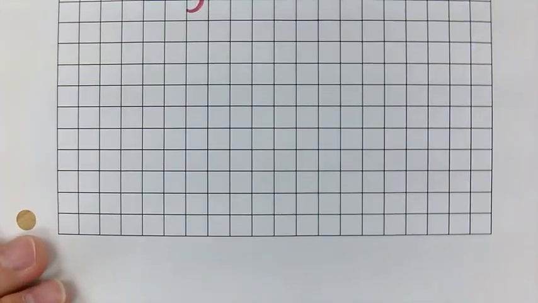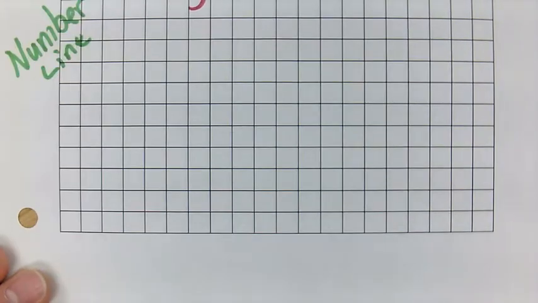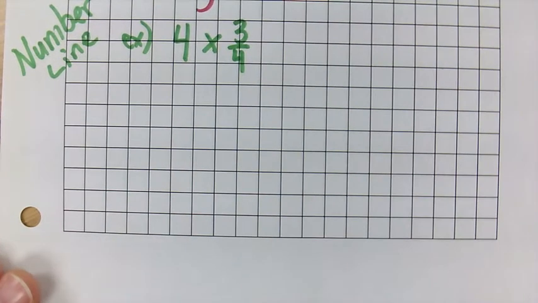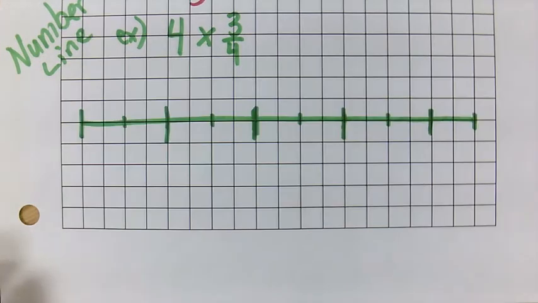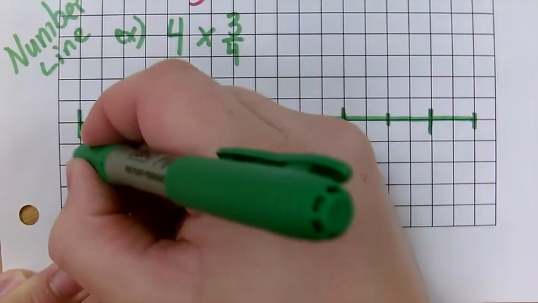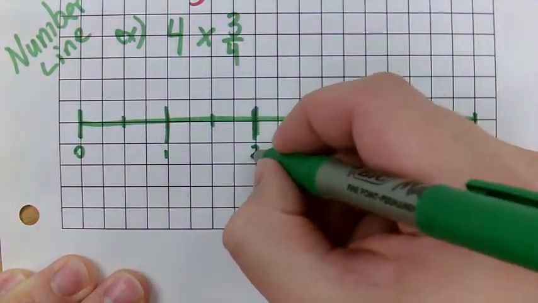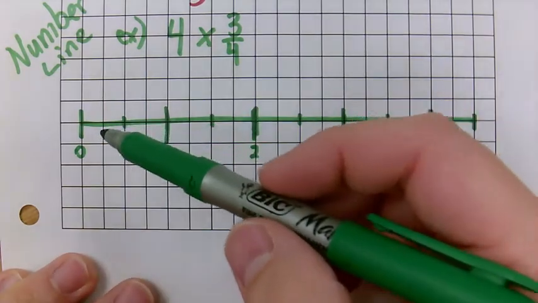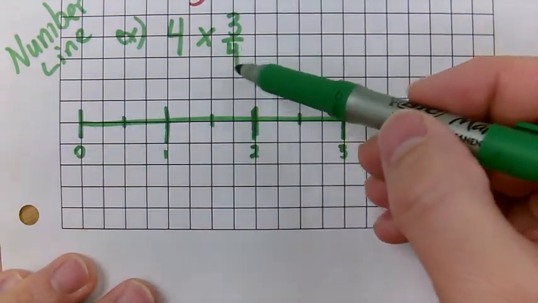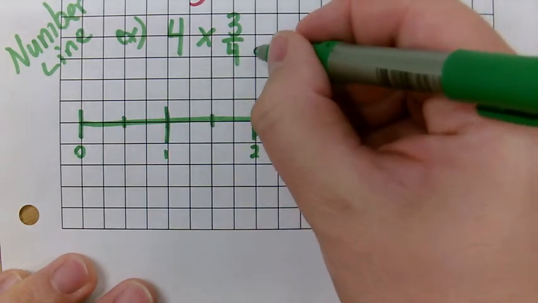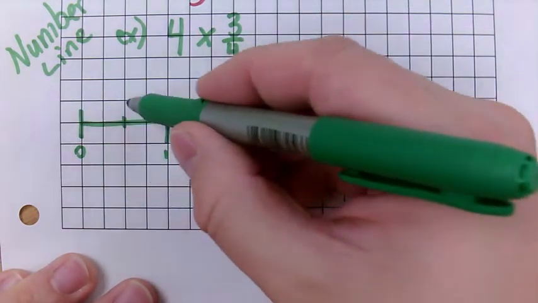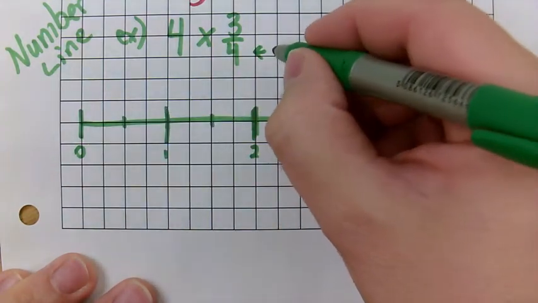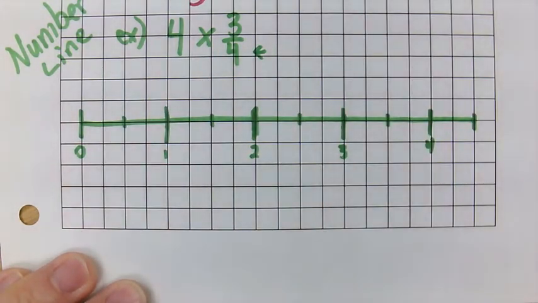I'm going to use a little more complicated fraction for this next method. I call it the number line method. So what about this question, 4 times 3/4? We drew a number line, and we're going to label it 0, 1, 2, 3, 4. And I have drawn these increments based on this number down here. Whatever this number is, that's how many boxes are going to be between each of your whole numbers.